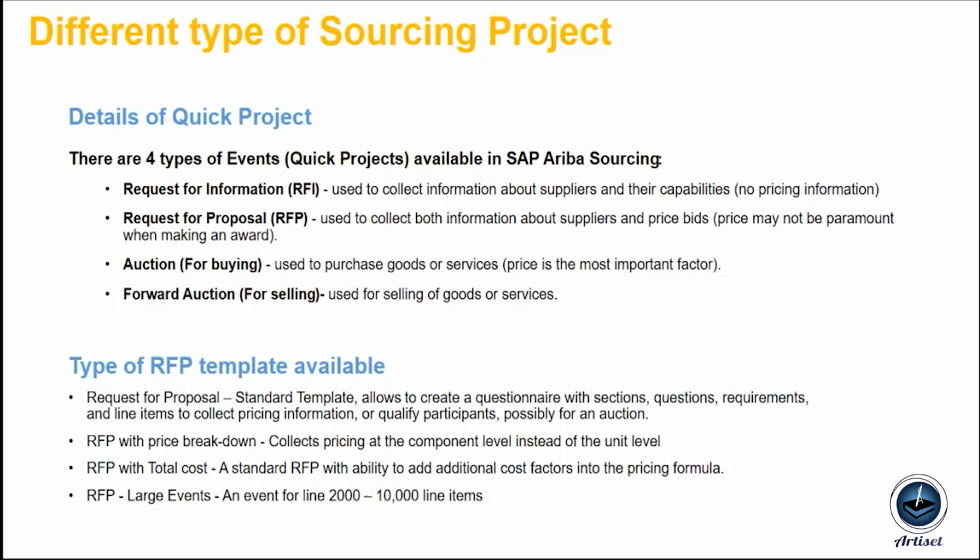And if we have a large size of questionnaires and lot size, like from 2000 to 10,000 line items, we have to select the large events. There are two challenges over here. This event can be done only through Excel, so we have to upload the Excel, and while the supplier has to submit their bids, they have to download the Excel, fill that Excel and then upload it again back in the system. In this type of event, we can have a maximum of 125 suppliers at a time.